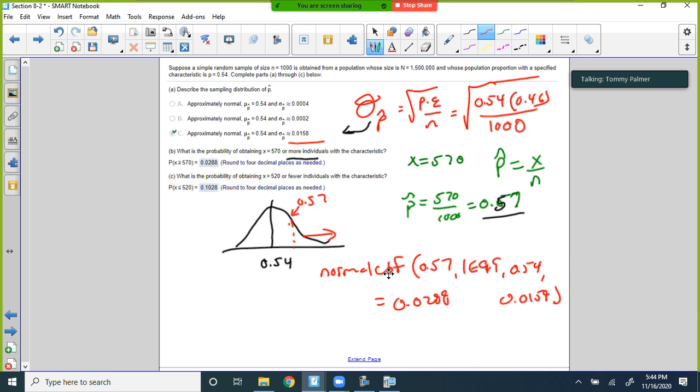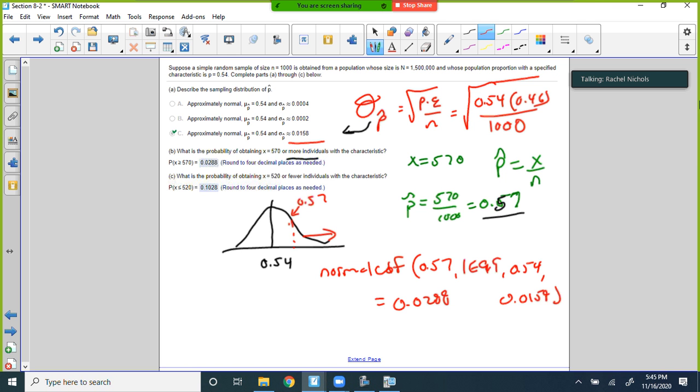Because when you talk about at least that or less than that, then you're talking about a cumulative, all that area underneath, right? Does that make sense now? Yes. Okay. All right.